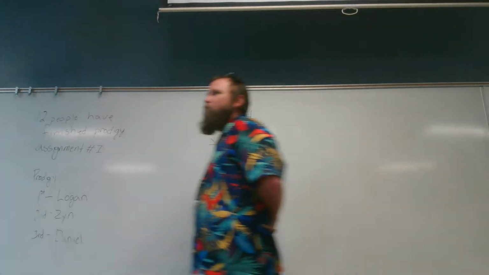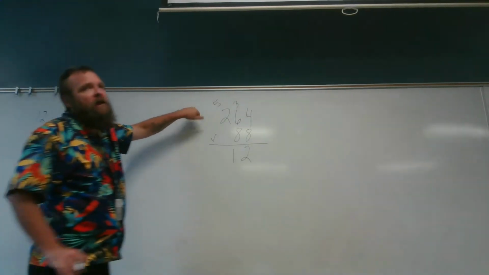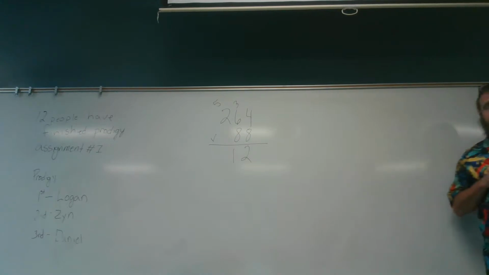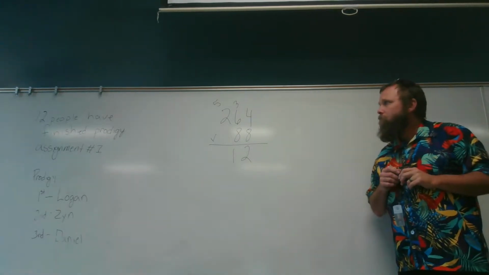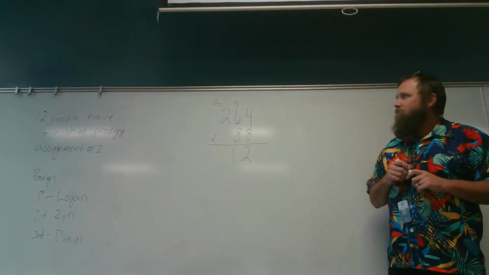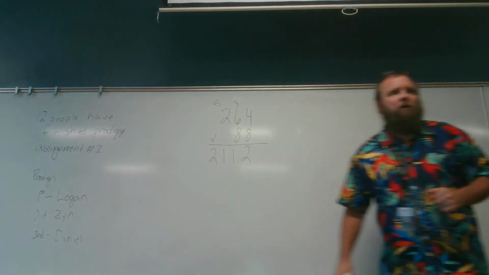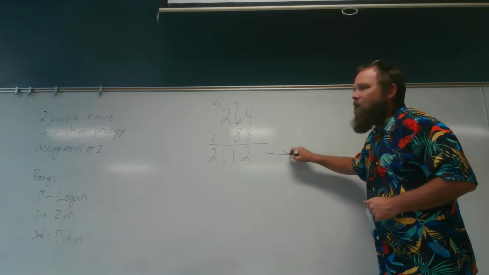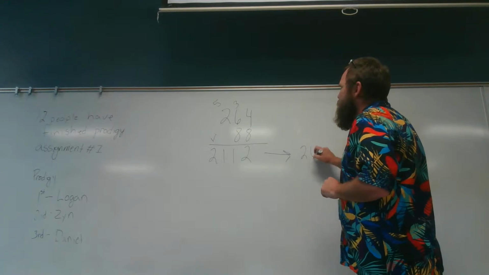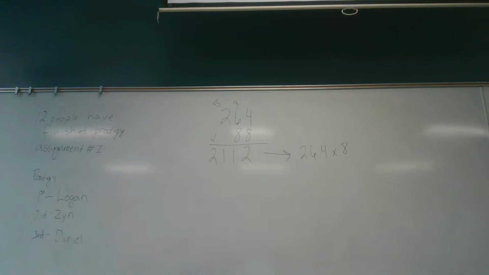Ari, 8 times 2. 16. Plus the extra 500s we have is 21. What I've just done here is I've multiplied 264 times 8. That is the product of 264 times 8.